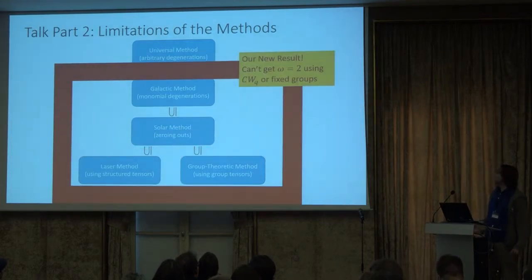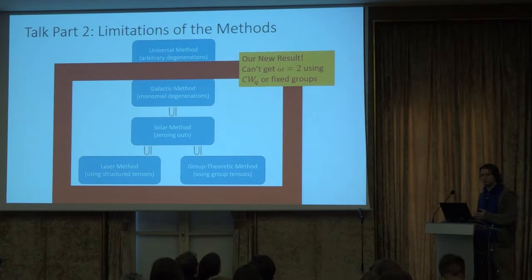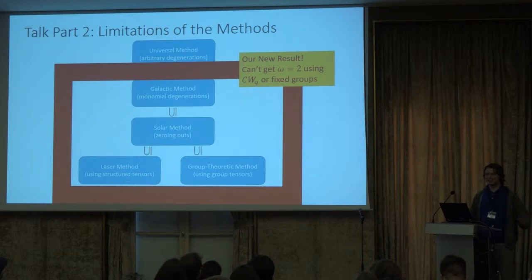We show that the galactic method, this superset of superset method, applied to Coppersmith-Winograd tensors or fixed group tensors, or actually lots of other tensors like these too, I'll tell you more about them later, you can't use these tensors with the galactic method to prove omega equals 2. So if you want to prove omega equals 2, you either have to look at tensors very, very different from the ones that we've been using, or else use a very different method that doesn't fit within this more general galactic method. So that's our main result.